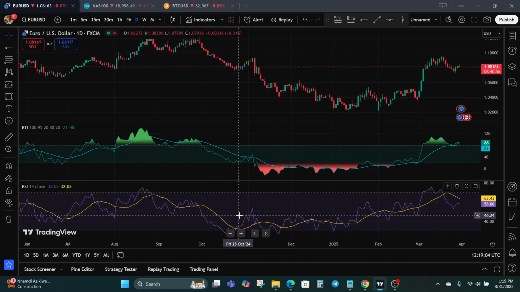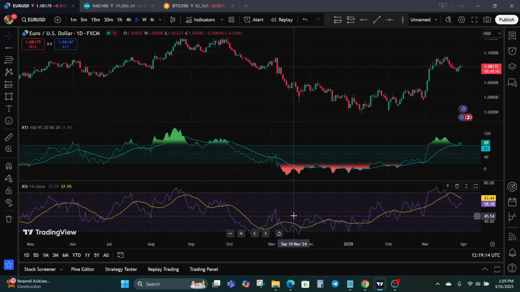Doesn't mean that the RSI is not good. The RSI is a great indicator. We are just trying to do a comparison here, right? So don't get me wrong. The RSI is a very good indicator. A lot of traders use the RSI, but we're just trying to address one issue.